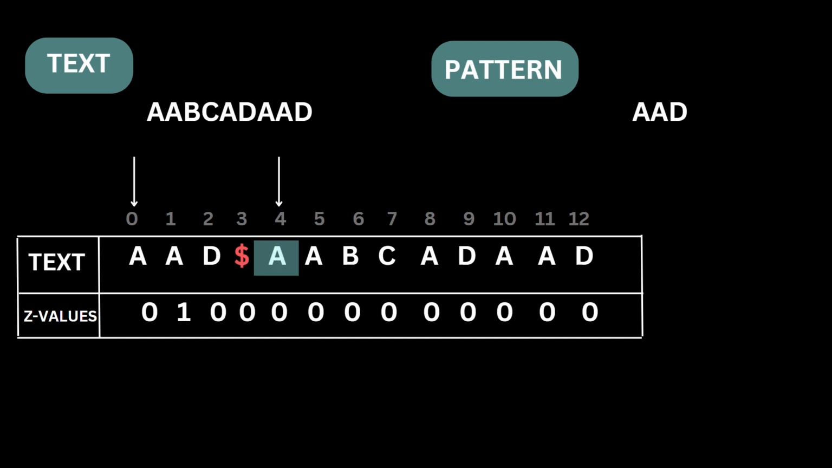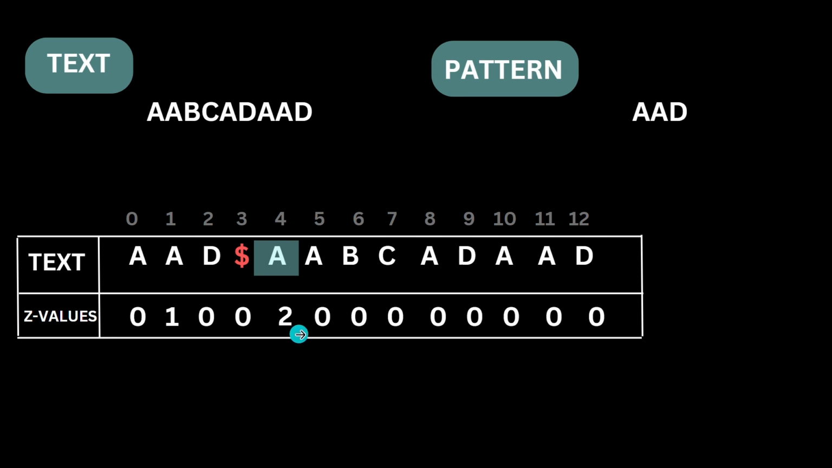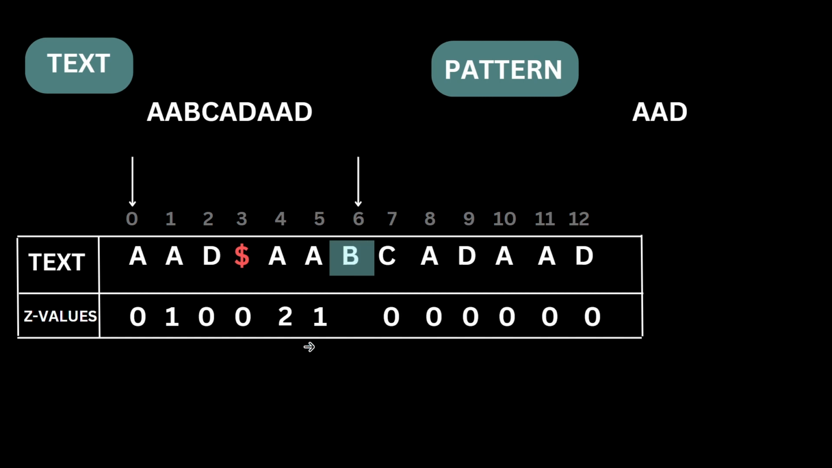Moving to index 4, index 4 and index 0 are equal. Now we'll move index plus 1, comparing index 1 with index 5. They are equal. Now moving to index 2 and 6, they are not equal. So the Z value of index 4 is 2. Similarly, we'll be comparing every index. Comparing index 5 with index 0, they are equal, and index 6 with index 1, they are not equal. So the Z value of index 5 is 1. Index 6 and index 0 are not equal, so the Z value of index 6 is 0. Similarly, index 7 is also 0.